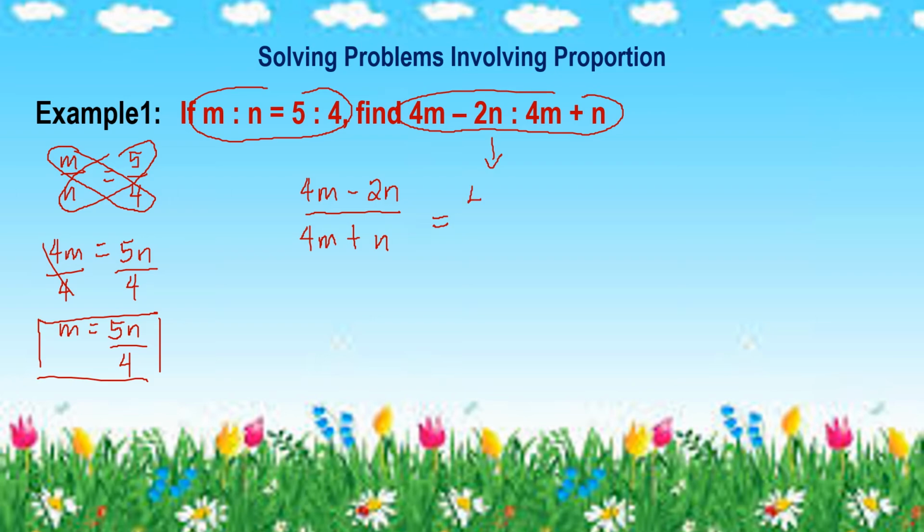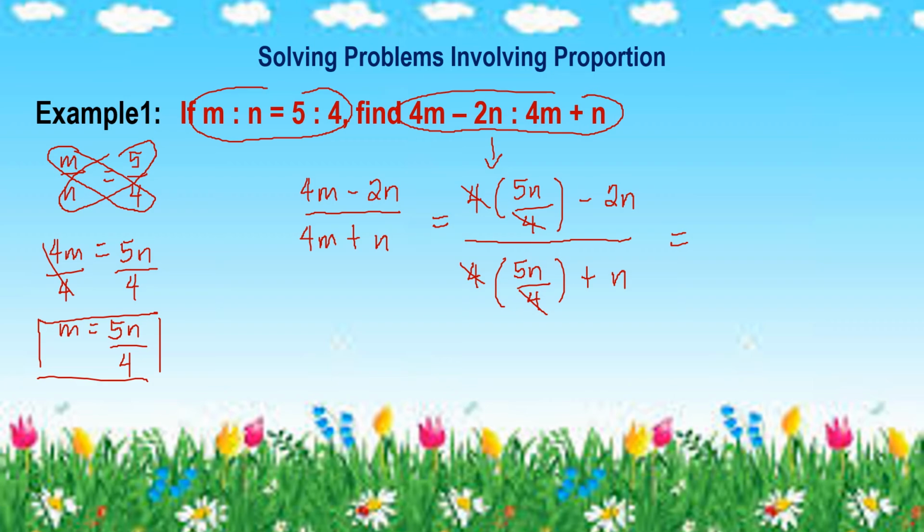Now we will substitute 5n over 4 to m. So we have (5n over 4 minus 2n) all over 4 times, again the value of m is 5n over 4, plus n. If we look for possible cancellations, 4 will be cancelled here. So what will happen? We will have 5n minus 2n over 5n plus n.